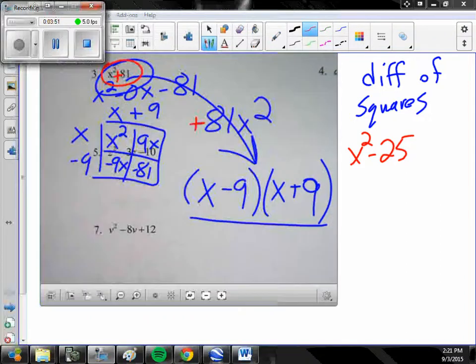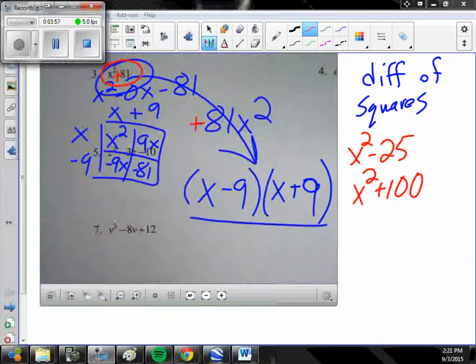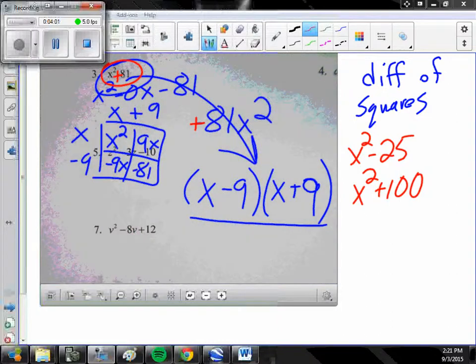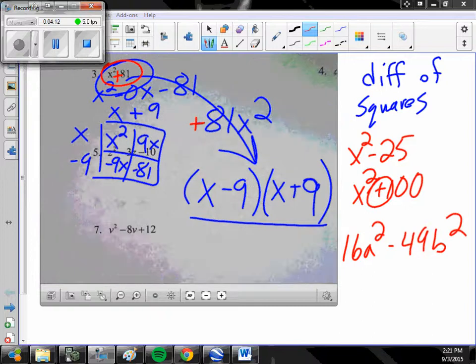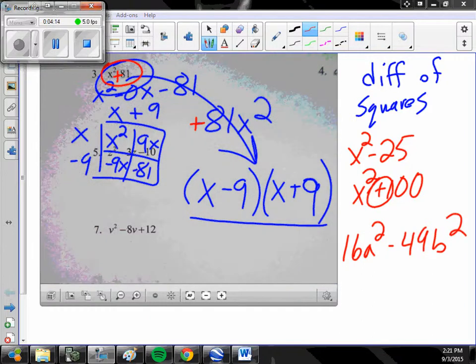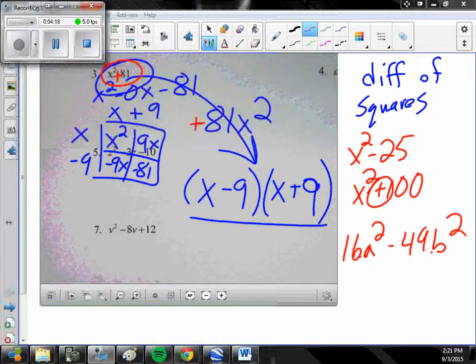Okay? So what would the factors for x squared minus 25 be? X minus 5 and x plus 5. What would the factors for x squared plus 100 be? There aren't any because of the plus. Okay, let's get really fancy. What about 16a squared minus 49b squared? It would be 4a minus 7b and 4a plus 7b. Okay?